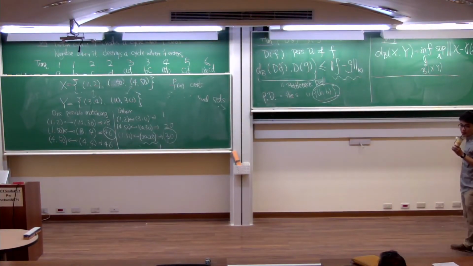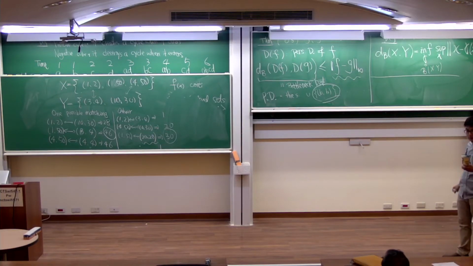It's like the Gromov-Hausdorff distance, something like that. Yes, exactly, very similar. And this is not invented by those guys. People in graph theory already had the concept of bottleneck distance. Okay, good.